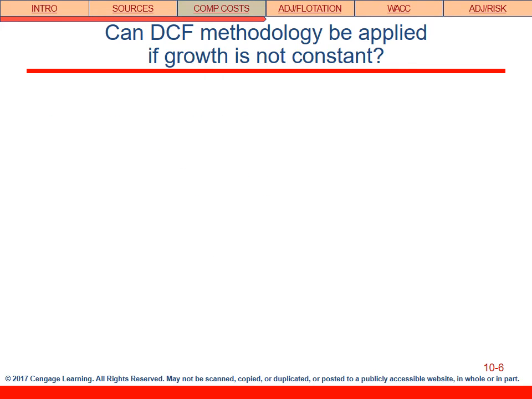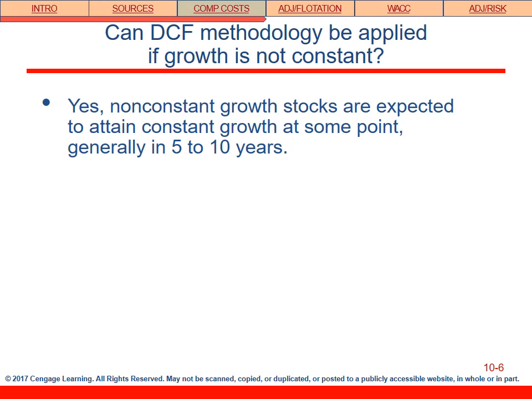Well, can this discounted cash flow methodology be applied if a firm has a growth rate that's not constant? Yes, we can, because all stocks are expected to attain a constant growth rate at some point, maybe in 5 to 10 years. And sometimes that's complicated to calculate, but we'll go ahead and go with the discounted cash flow method. We'll accept all of its assumptions.